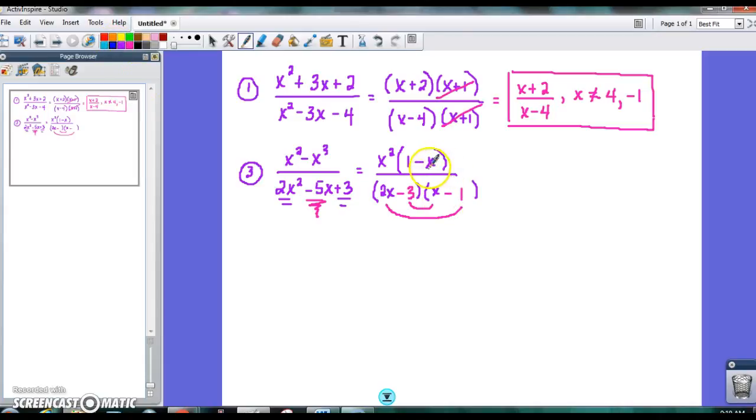Now, I can cancel, but look at the difference here. This is 1 minus x, and this is x minus 1. When you cancel things that are reverses of each other, then they have to cancel to negative 1.